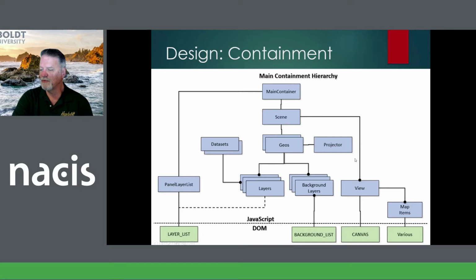And then each scene can have multiple views into the scene. There's also map items like scale bars and north arrows that I'll show you. And the layers are linked to data sets, so the data sets can be shared across multiple layers to reduce the memory footprint. And then we have the panels.